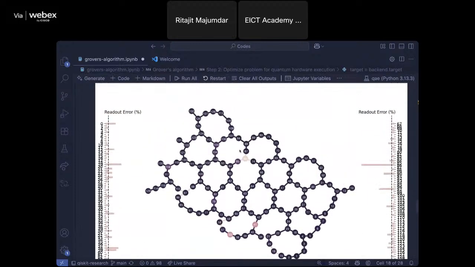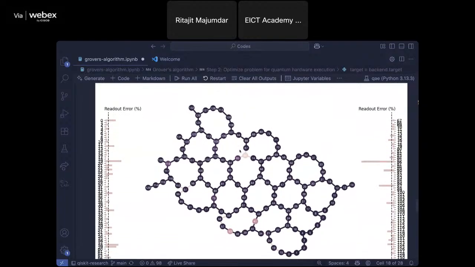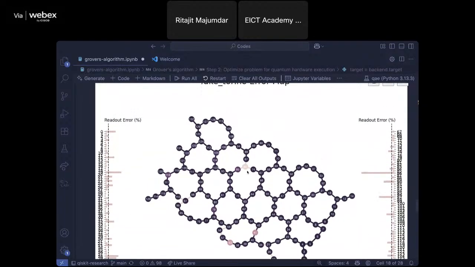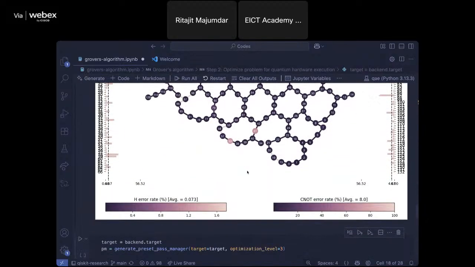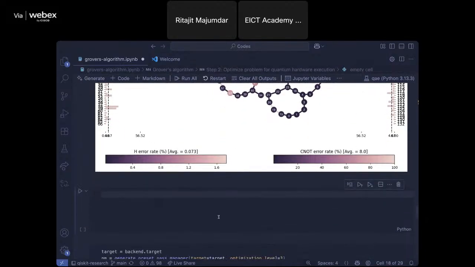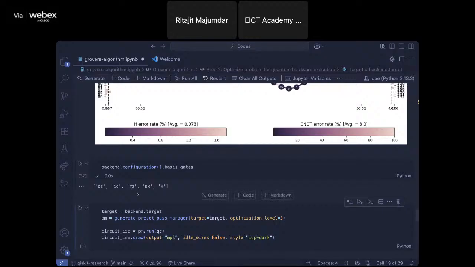So this is what my quantum computer looks like. You can see that the quantum computer has some coupling maps and everything. But more importantly, if you look into this, perhaps you know about this, but sorry if this is just a repetition. These are the basis gates. What are the basis gates?